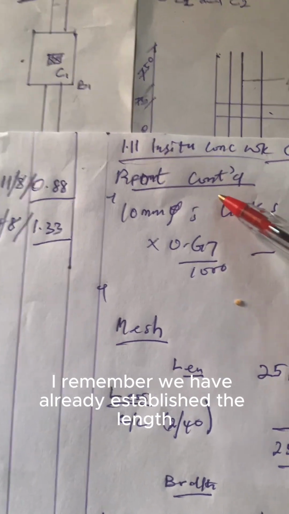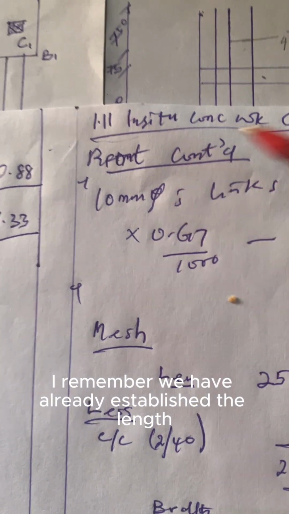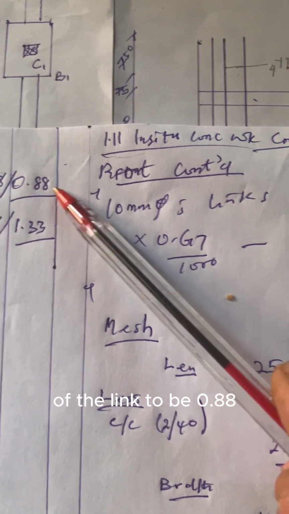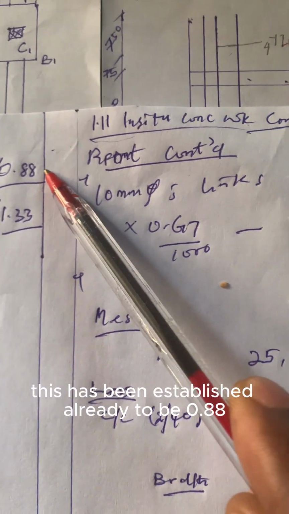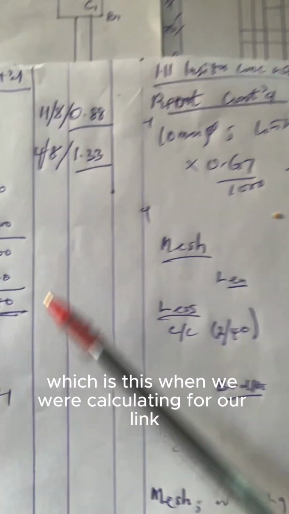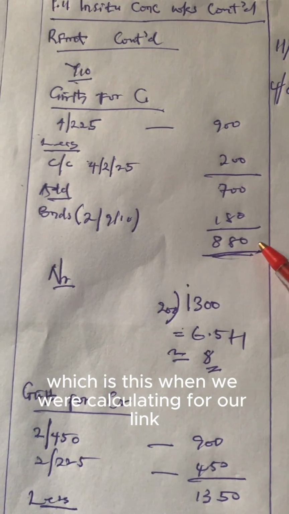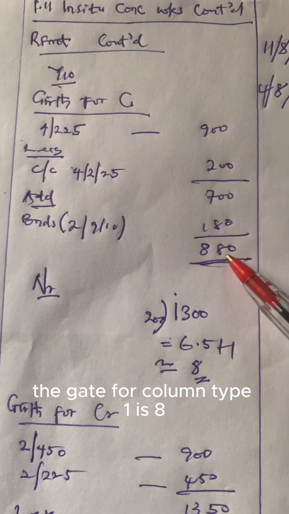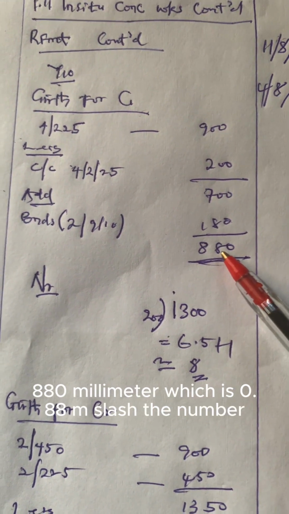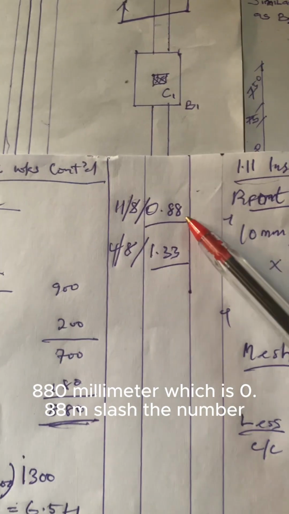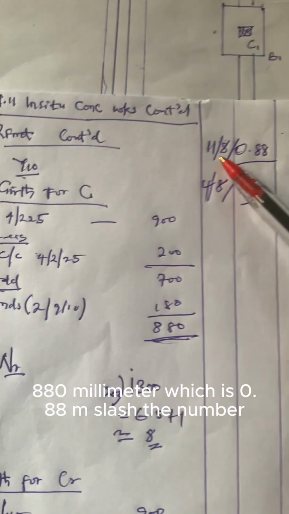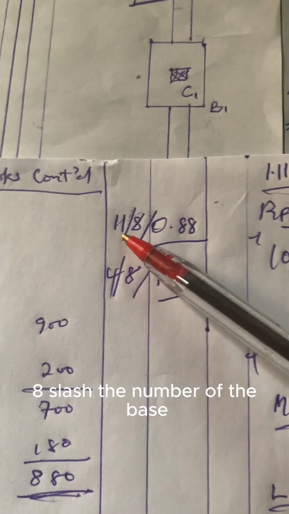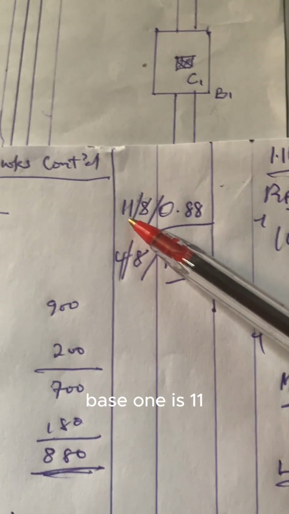And remember, we have already established the length of the link to be 0.88. This has been established already to be 0.88, which is this. When we were calculating for our link, the length for column type 1 is 880 millimeter, which is 0.88 meter, slash the number, which is given as 8, slash the number of the base 1, which is 11.